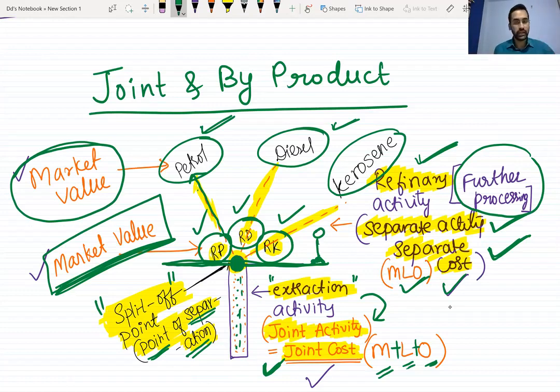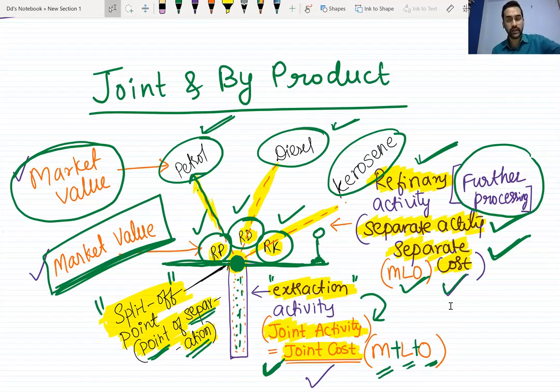Right? I quickly repeat. After that, you can copy this. First, this is the ground level. We did the extraction. Extraction was done together for petrol, diesel, and kerosene. Raw petrol, raw diesel, raw kerosene together. Therefore, I called it joint activity. Whatever is the cost incurred for joint activity is called joint cost. That is material cost, labor cost, overhead cost.